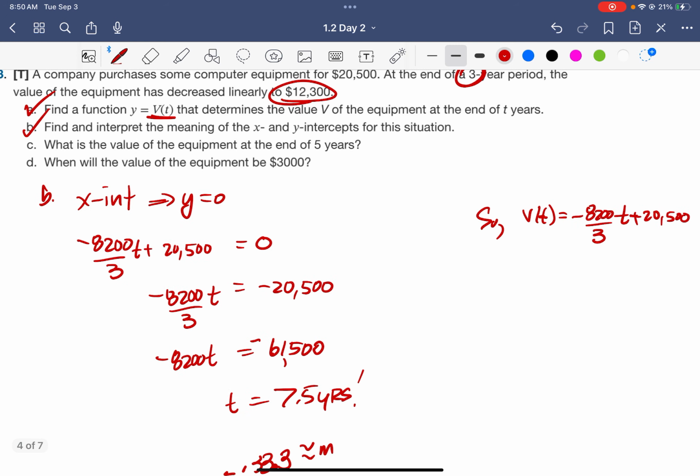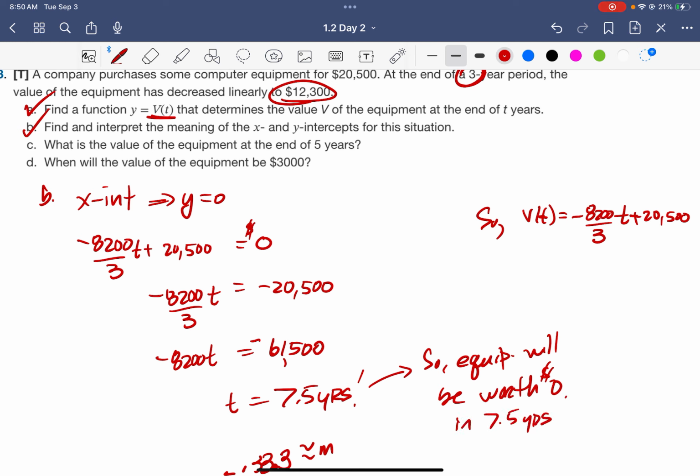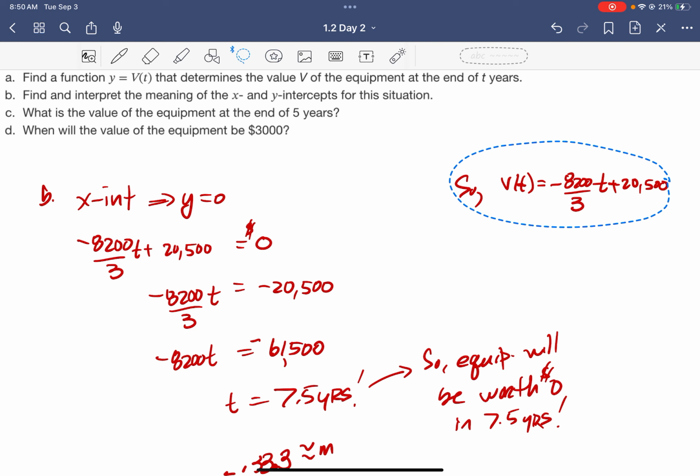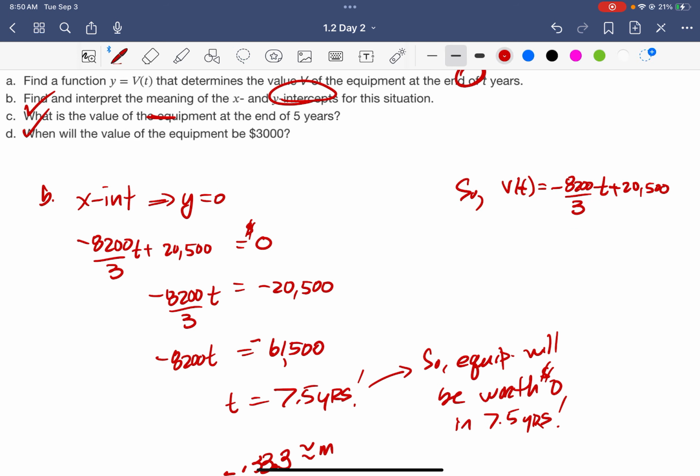Right? And what does that mean in context? So car or equipment. So car is not depreciating, it's equipment. So equipment will be worth $0, because notice we said equal to $0 in 7.5 years. Great work. Let's take this and move it up just a little, okay? And so what does that mean?